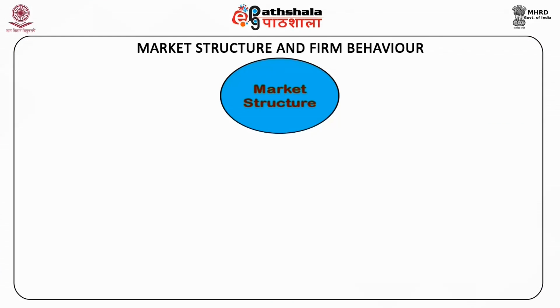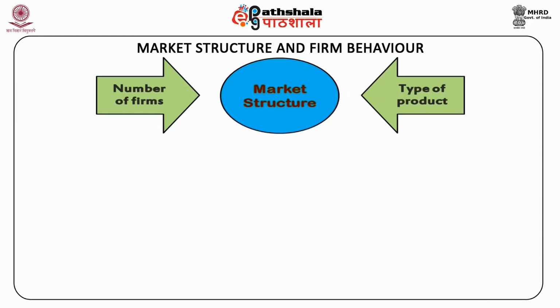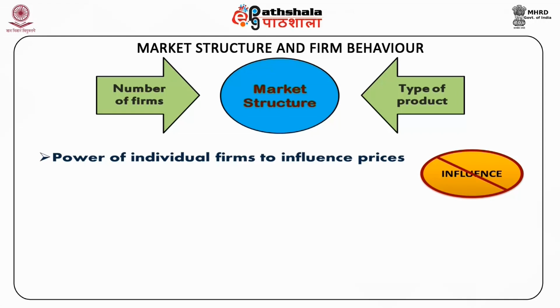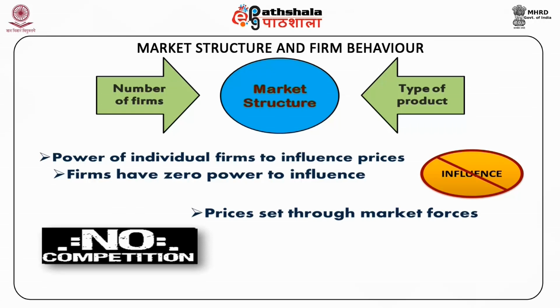The term market structure refers to the kind of market in which firms operate, and they can be differentiated by the number of firms in the market and the type of product they produce and sell. Now let us see the market structure of a competitive market. Competitiveness of a market depends on the power of individual firms to influence the market prices through cost and output level. If the power is zero, then the market is said to be perfectly competitive. In this case, the firms accept the prices set through the market forces of demand and supply.